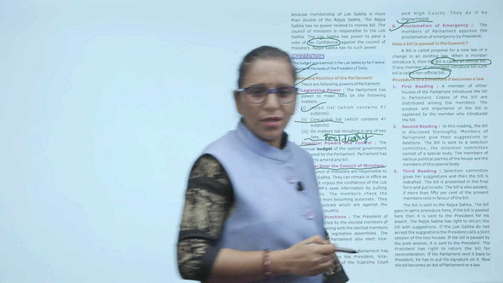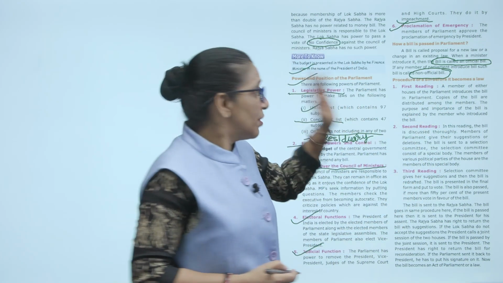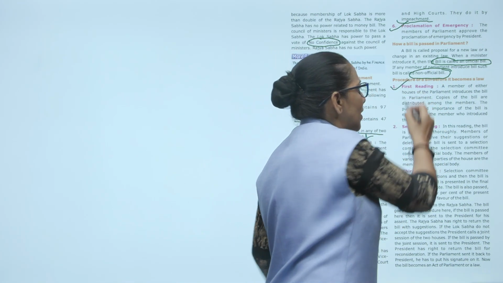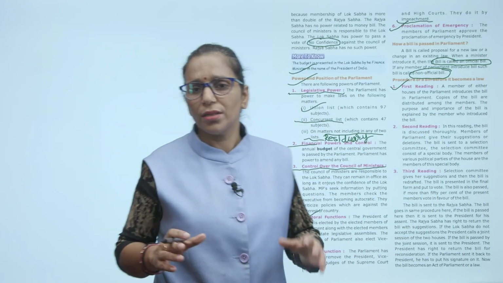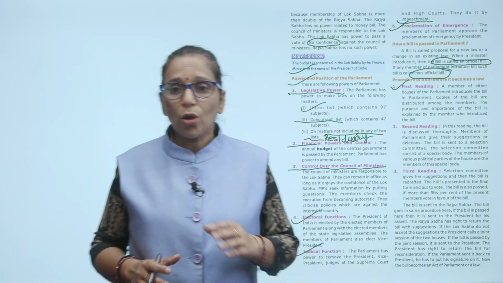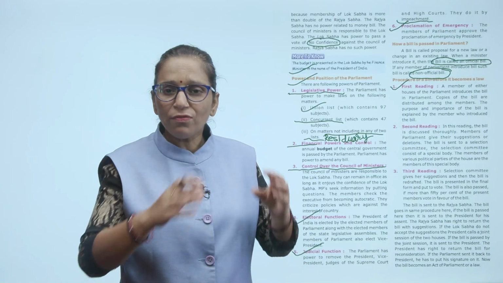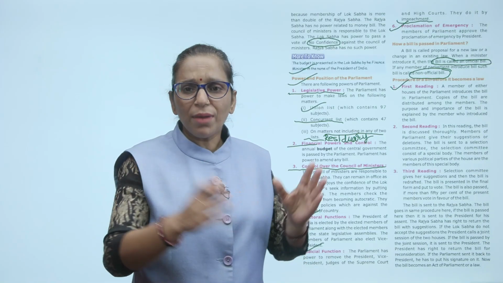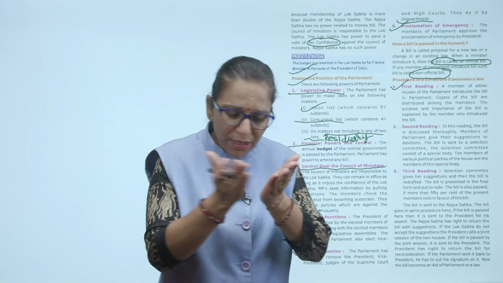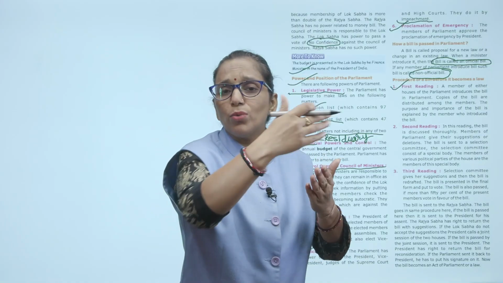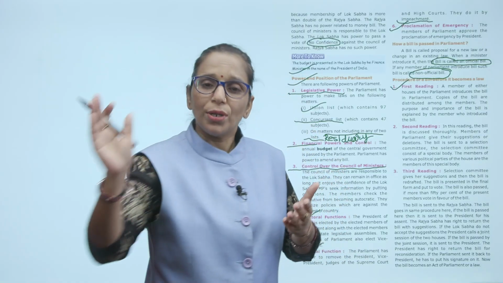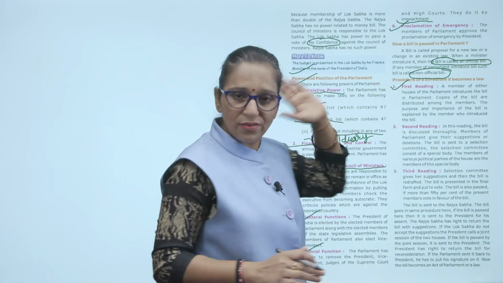Now what is the procedure? The first procedure is reading. A member of either House of Parliament introduces any bill in the Parliament except a money bill. Now copies of the bill are distributed among the members, and the purpose and importance of that bill is explained by the member who introduced the bill. Everybody is reading it, and the member who has introduced the bill explains it. That is the first reading.